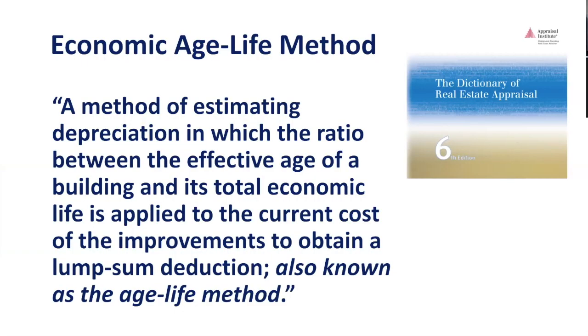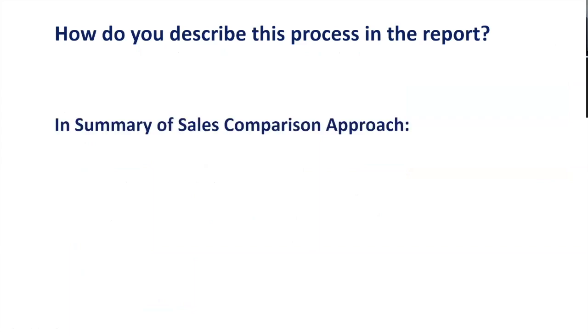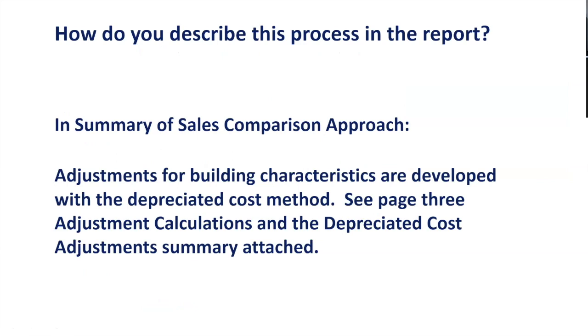Again, economic age-life method. It's a method of estimating, keyword, estimating depreciation in which the ratio between the effective age and the total economic life is applied to the current cost of the improvements to obtain this lump sum deduction. So the question, how do you describe this process in the report? In the summary of sales comparison, I write, the adjustments for building characteristics are developed with the depreciated cost method. See page 3, adjustment calculations, and the depreciated cost adjustment summary attached.